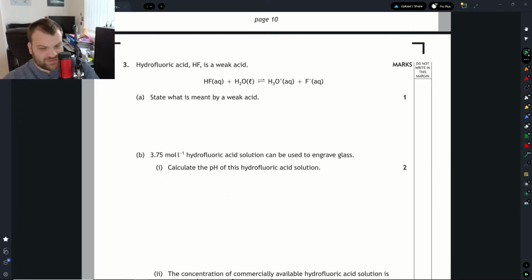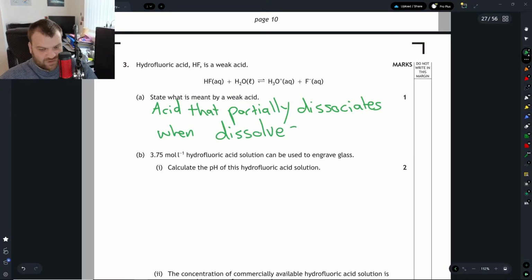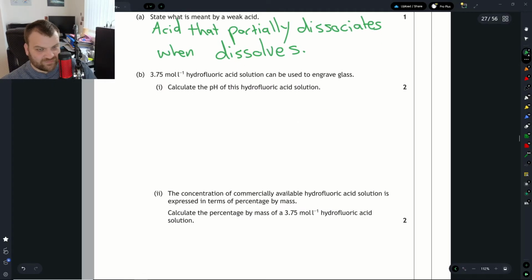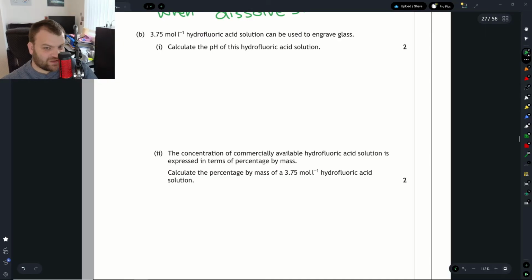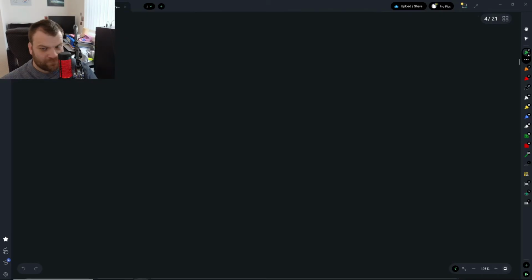In this one, we're asked about a weak acid. This is about dissociation. Weak acids partially dissociate into ions, whereas a strong acid would fully dissociate into the ions. We have an acid, add it into water, and it splits apart partially. Next one, we have been told we've got a weak acid, it says at the top. We want to calculate the pH of this solution.